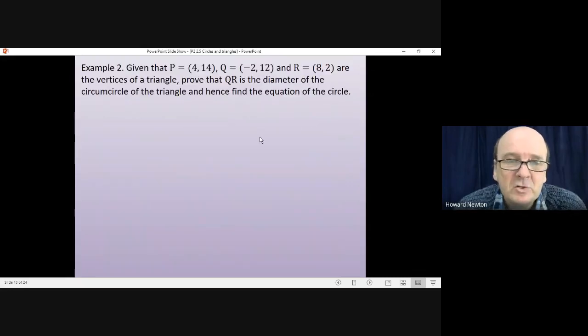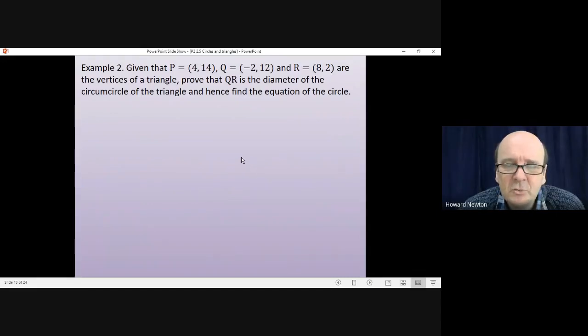Okay, let's have a look at an example that uses that idea. So example 2, we're given the three vertices of a triangle. We're asked to prove that QR is the diameter of the circumcircle of the triangle, and hence to find the equation of the circle. What's that saying?